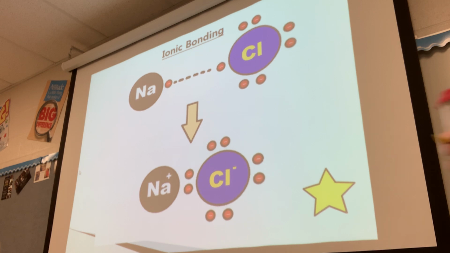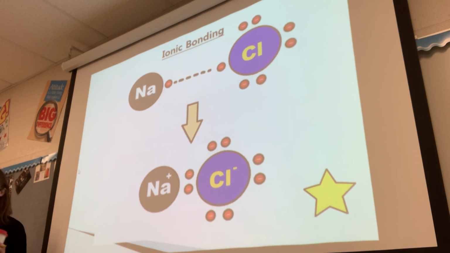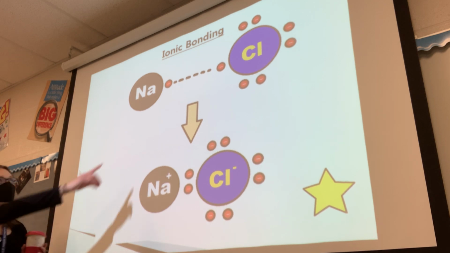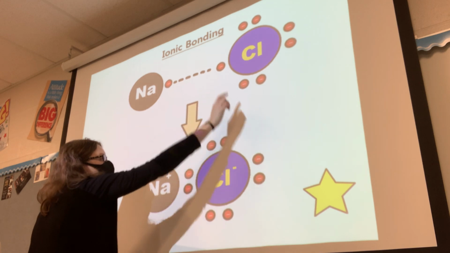Salt. Sodium chloride is salt. So sodium has this extra electron in its outer shell. Remember, we just are paying attention to the outer shell. And it doesn't want that extra one because it wants to be balanced. So it gives the extra one to chloride, who needs an extra one to fill up his shell.